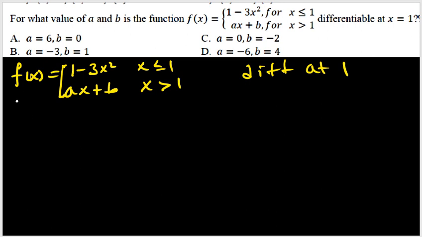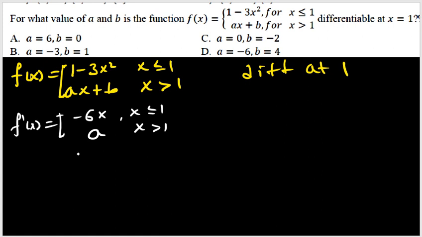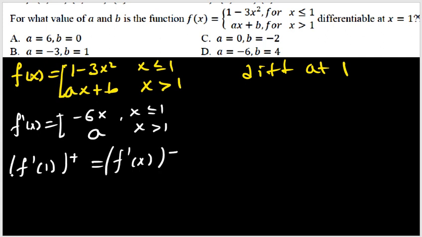So if it is differentiable, let's differentiate it. The derivative of the function will be negative 6x, the upper part, and the lower part is just a, when x is less than or equal to 1 and when x is greater than 1. Since it is differentiable at 1, the derivative of this function at 1 from the right side must be equal to the derivative of the function from the left side. When I say from the right side, it should be a. From the left side it has to be negative 6x, but I will insert 1.